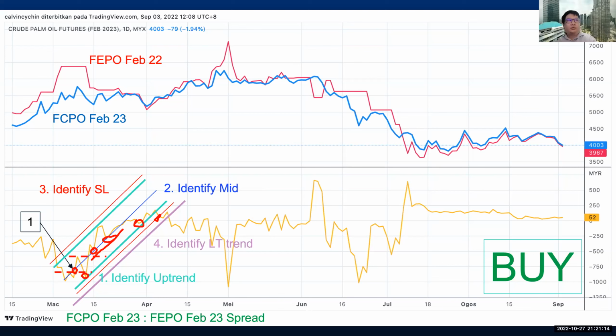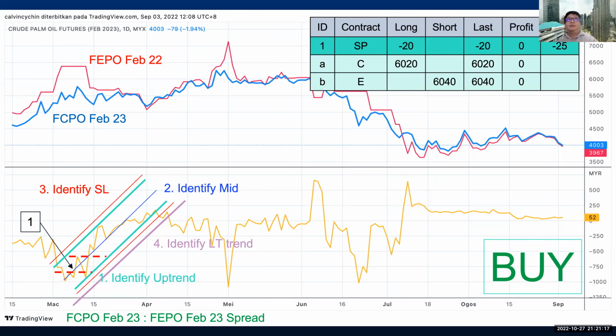So how do we operate? Assume we buy a spread. Spread number one. We buy the spread at minus 20. Right now the price is minus 20, because I just bought. Then I need a stop loss. So I place a stop loss at minus 25, a 5-point stop loss. The underlying leg, C is FCPO. For this example, E is FEPO.